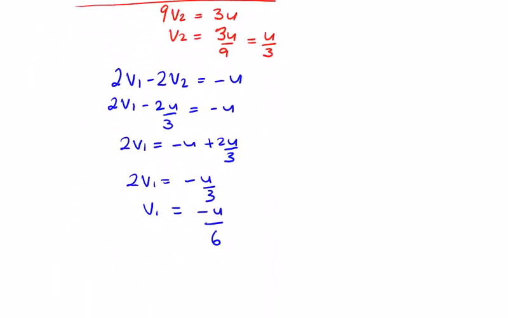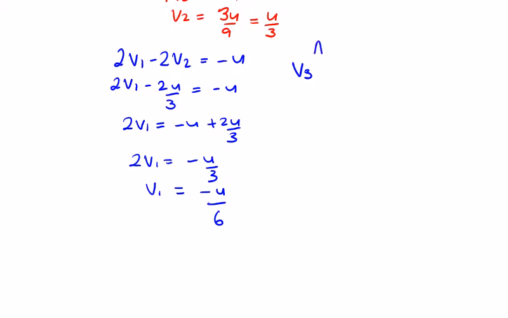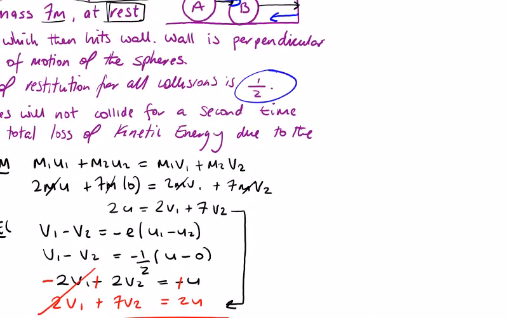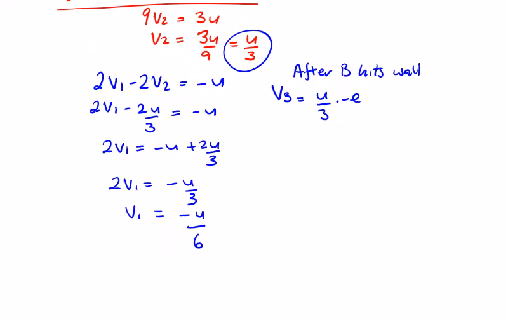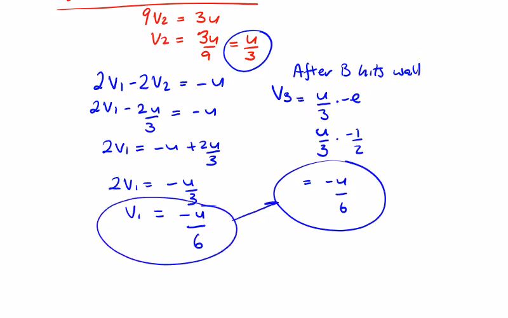So let's have a look at the new velocity, v3. v3 is after B hits the wall. We need to apply the coefficient of restitution to its velocity. So u over 3 by minus e is equal to v3, and e was a half, set for all collisions, including the wall. So u over 3 by minus 1 over 2 is equal to minus u over 6. So we can see here that they're actually traveling at the same speed. v3 would have to be greater than v1, but v3 is equal to v1, so no more collisions.